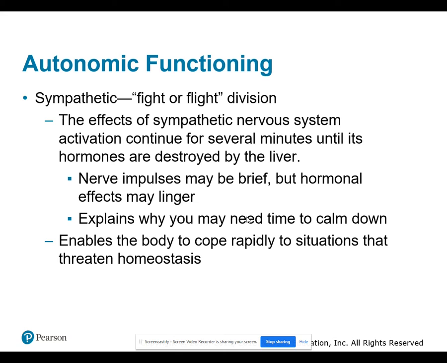The effects of the sympathetic nervous system continue for several minutes until the hormones that are released are destroyed by the liver. While nerve impulses may be brief, the neurotransmitters that they use have effects that linger, which is why whenever you're nervous or there's a scary situation, you have to spend some time to calm down. Again, the sympathetic nervous system is so important because it enables your body to cope with situations that threaten homeostasis, that internal balance that you have.